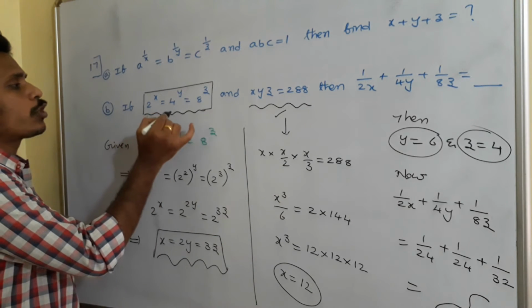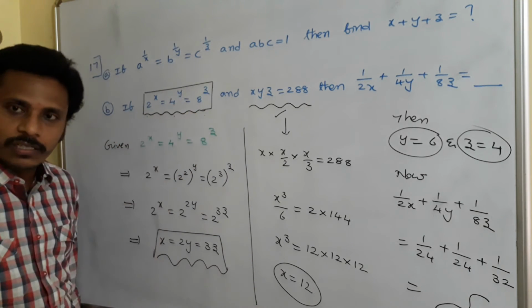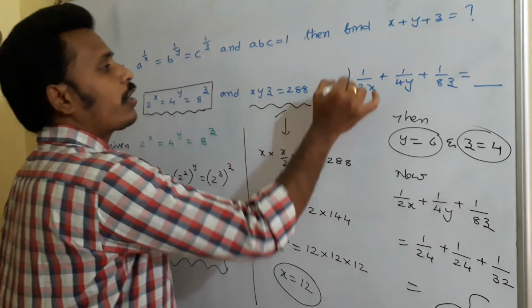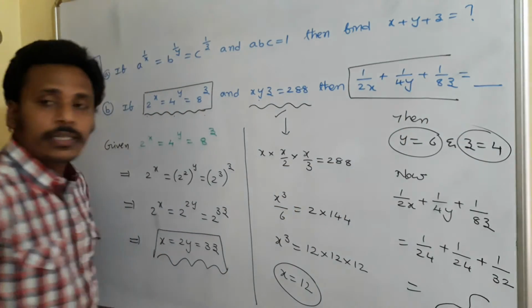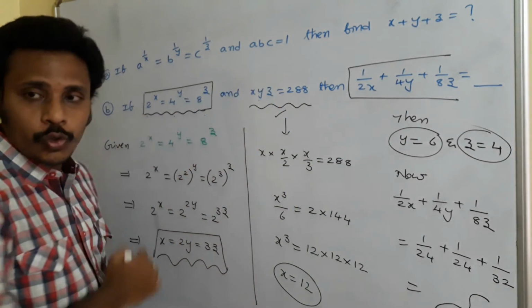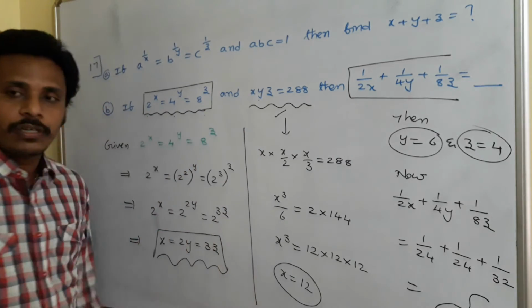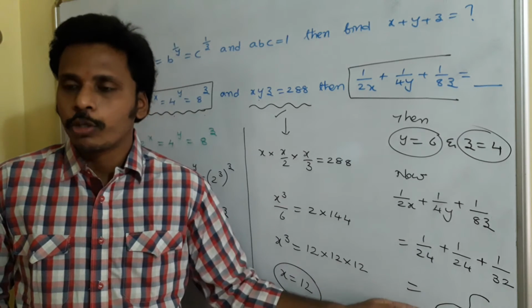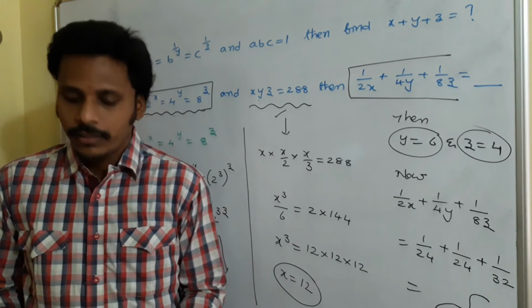2 power x is equal to 4 power y is equal to 8 power z is given. x into y into z is 288 is also given, and our target is to find this particular one. For that, initially get a relation between x, y and z. Use this x, y, z is equal to 288. On simplification, x is 12, y is 6, z is 4. At the end, you need to simplify, you will get the answer. Right? Just have a look.